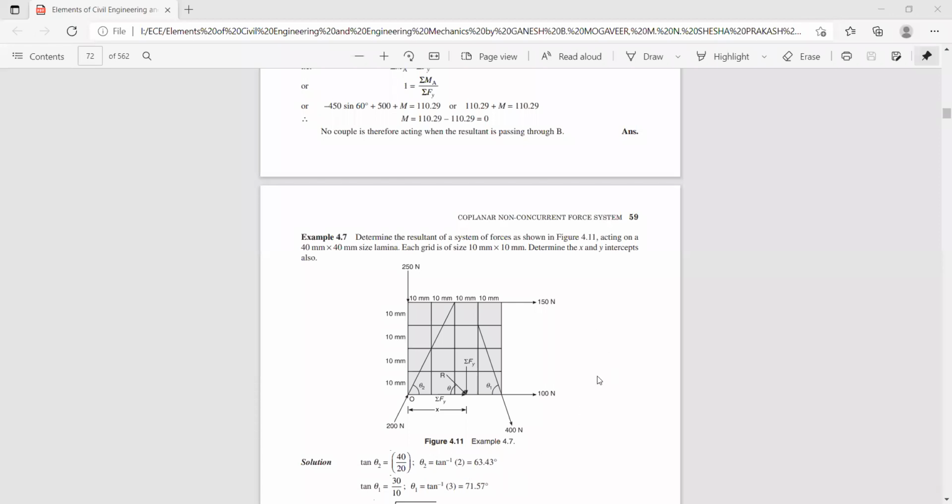So now sigma f of y, that is 200 sine 63.43 minus 250, because this is acting vertically downwards.